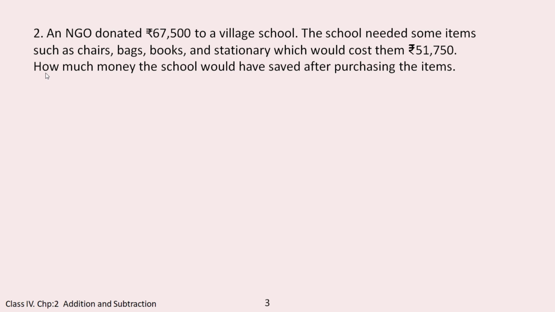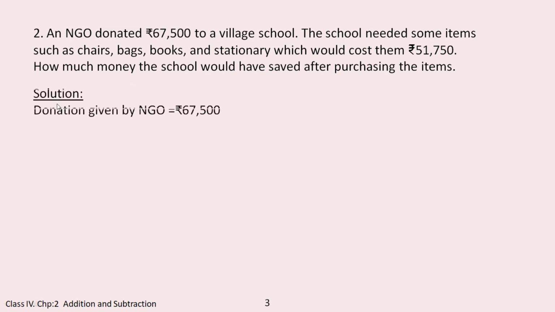Now the information which I have to find is how much money the school would have saved after purchasing the items. So starting with the solution, no keyword is there, but you can guess that when you go to a shop, you have certain money and you buy certain books, chairs and something which costs 51,750. So the remaining money will be given back to you by the shopkeeper. Yes, no? So this is the sum from subtraction.